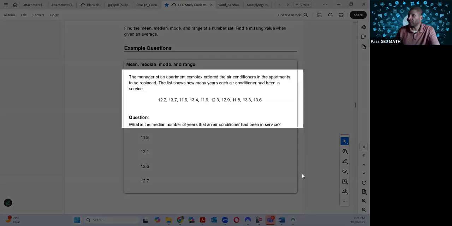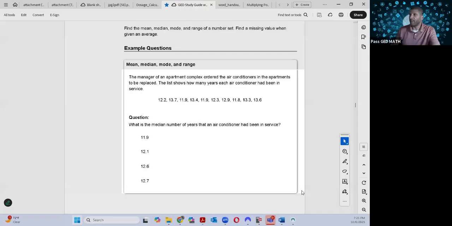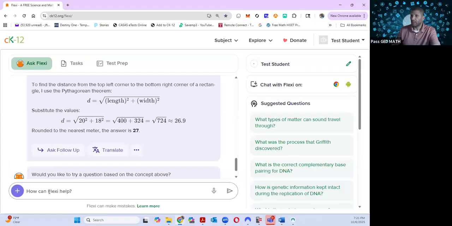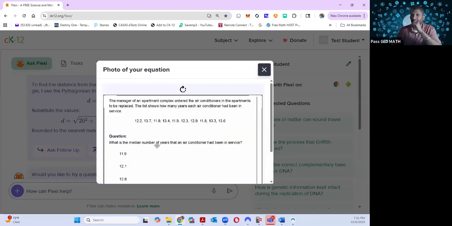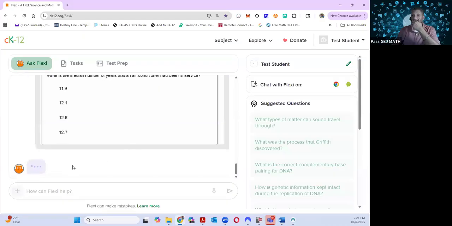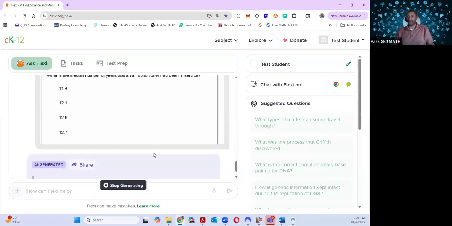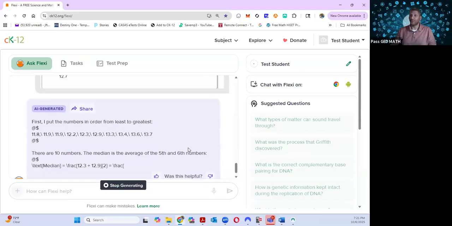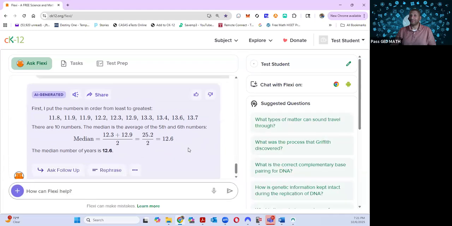I'm then going to take this right here. I'm going to copy it. I'm going to go back to my Windows Flexi. I'm going to hit Control V to paste it in, and then I'm going to hit submit. Look, it's working. Listen, this is money right here. This is money. Look at that.